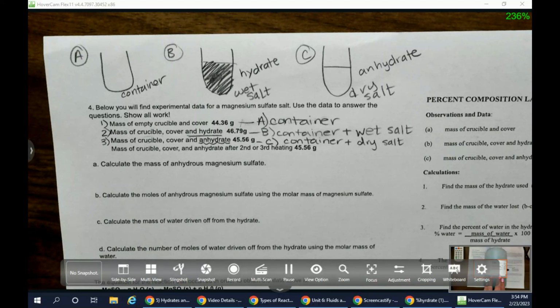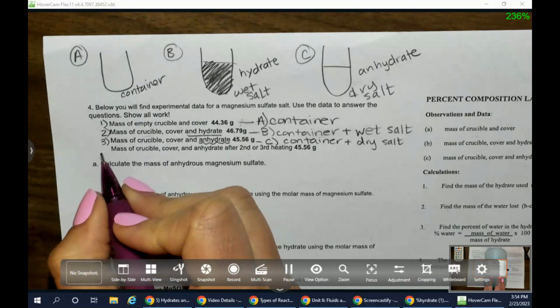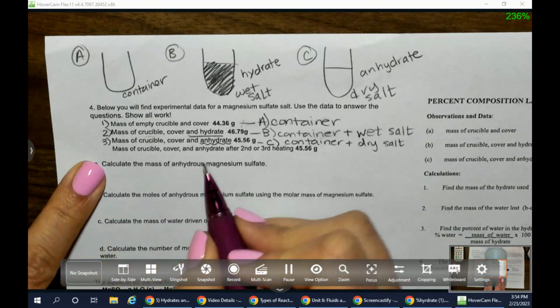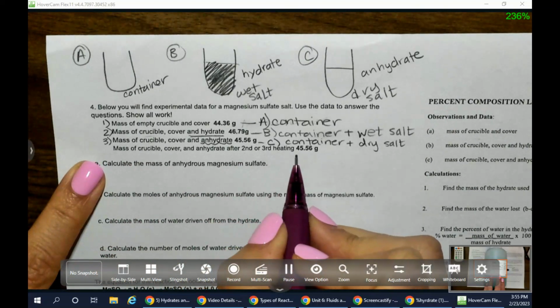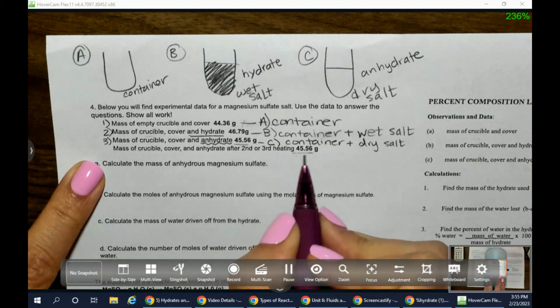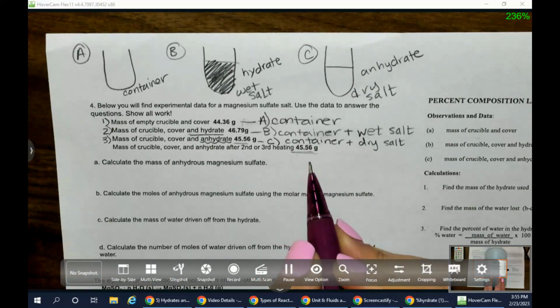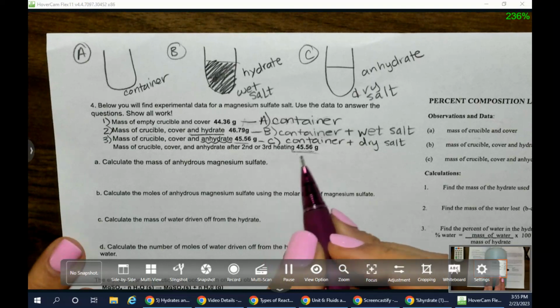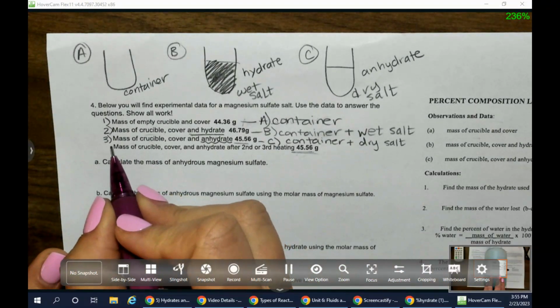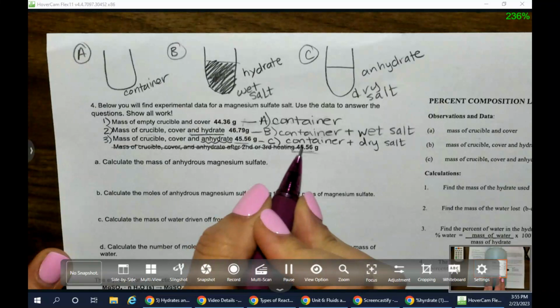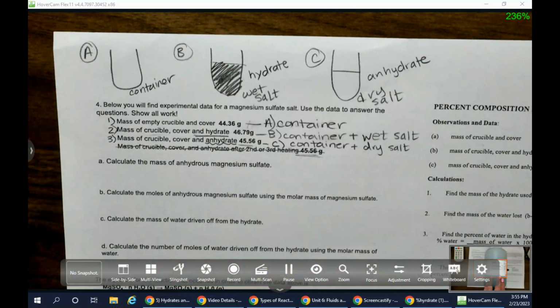All right. So this last thing, it looks like we have almost another measurement, right? It says mass of the crucible cover anhydrate after second or third heating. Did that number change? No. Why did we heat it up a second and third time? Just to be safe, just to make sure all the water got out, right? So if it had changed, which would be your ultimate number to use? The lowest number. The lowest that it gets, right? So the fact that it didn't change tells me we don't really need this one. I would not scribble it out, just lightly cross it out. That way you're not paying attention to that number at all in this calculation.